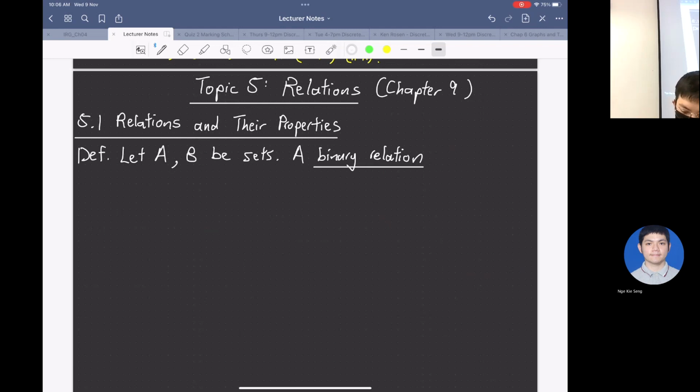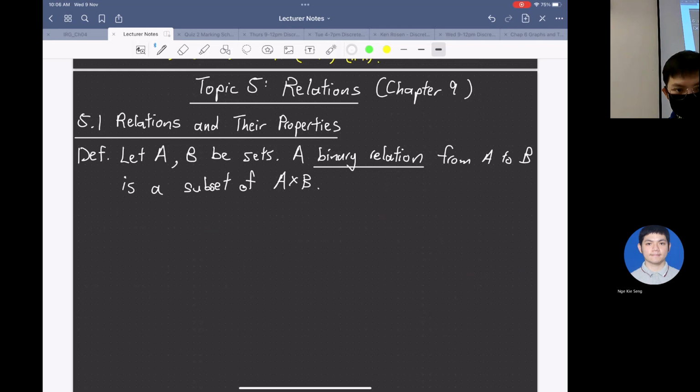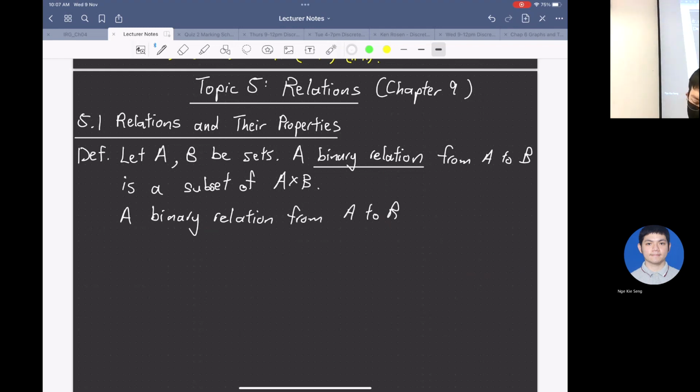It's binary because we have two sets. A binary relation from A to B is actually a subset. Subset of what? Subset of the Cartesian product of A times B. So when you talk about a relation, you need to have two sets, then you talk about the elements inside these two sets. A binary relation from A to B is actually a set R, let's call it R, of ordered pairs.